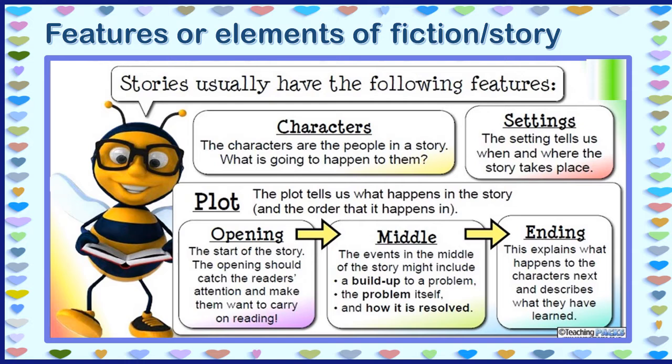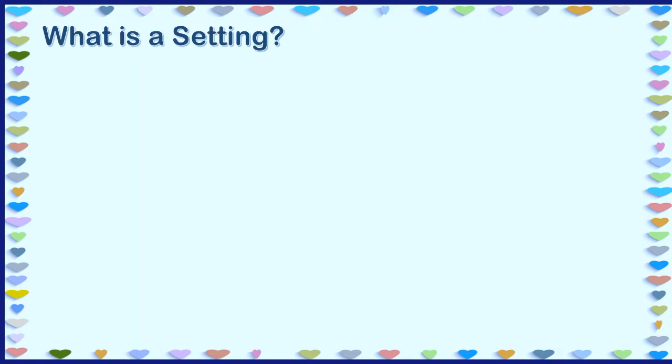Then a story has a plot. That means what happens in the story. There's always an opening or a beginning. There's always a middle part where you'll get a problem, and there's a build up to the problem, and then of course the problem needs to be solved, and then you get your ending where everything comes together and it's either a happy or a sad ending.